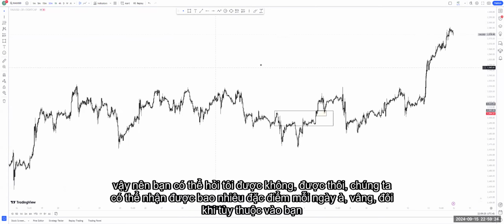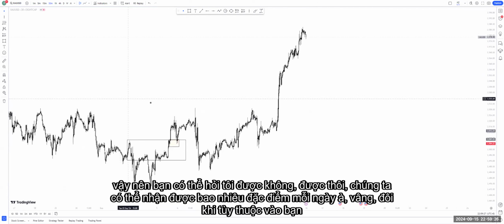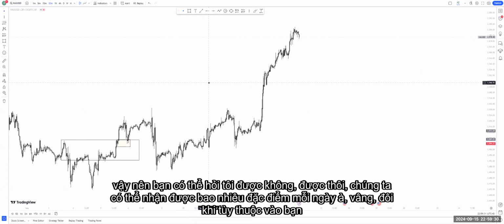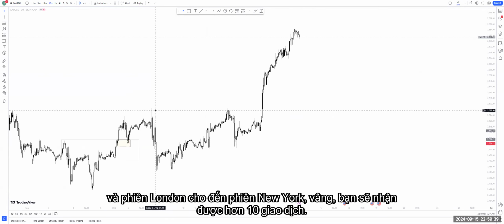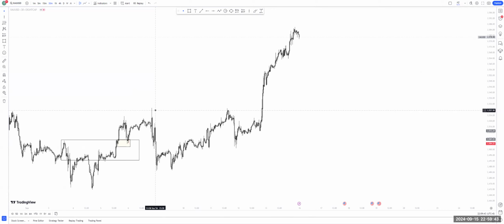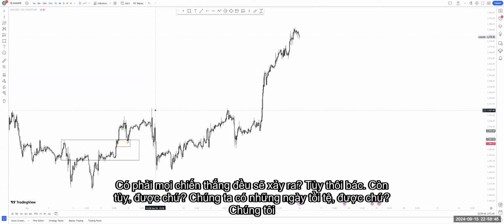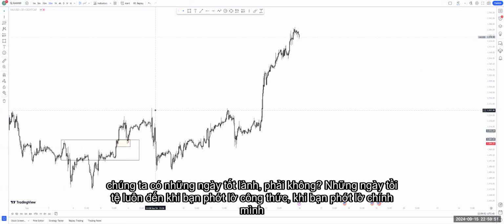So you might ask me, how many trades per day can we get? Depends. Sometimes you might have more than 10 trades, right? If you stay up from the Asia session until the London session, and London session until the New York session, you're gonna get more than 10 trades. Is it gonna be all wins? Depends, brother. We have our shit days. We have our good days, right?